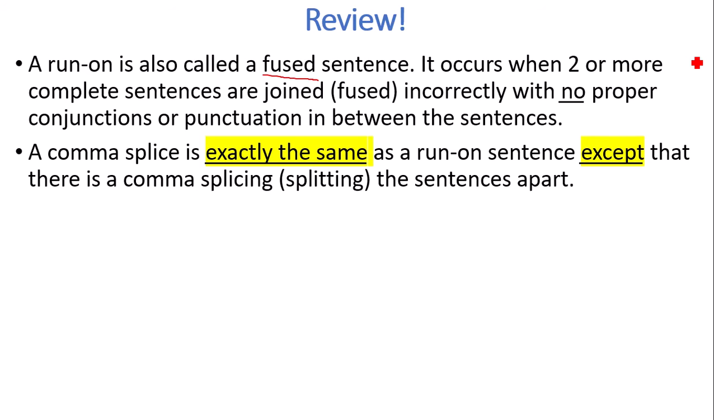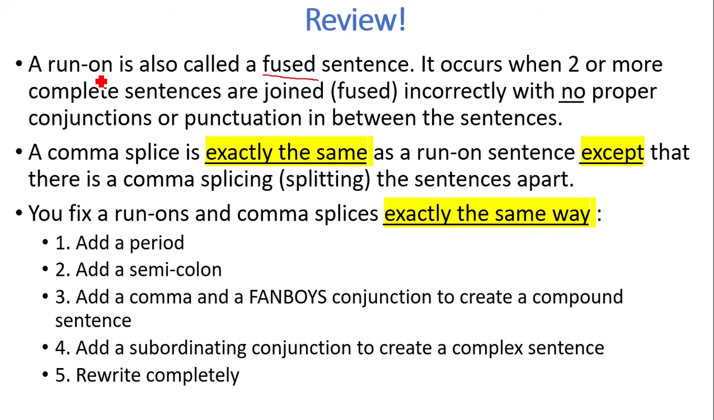A comma splice is the same, except that there is a comma splicing or splitting the sentences apart. So you can't just take a comma out of a comma splice because it turns it into a run-on. And a lot of times if I tell people that they have a comma splice error, they'll just take out the comma. But then you're just turning it into the other type of error. And similarly, a lot of times when I tell people they have a run-on, they'll throw a comma in there, and then you're turning it into a comma splice. So just be kind of aware of that.